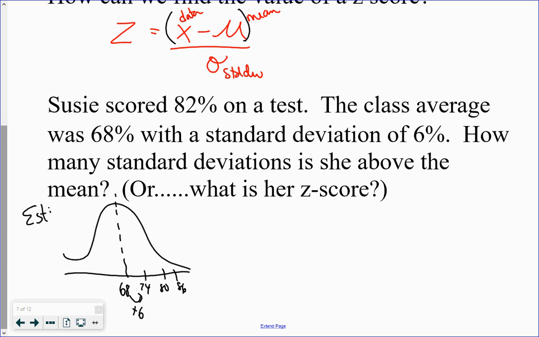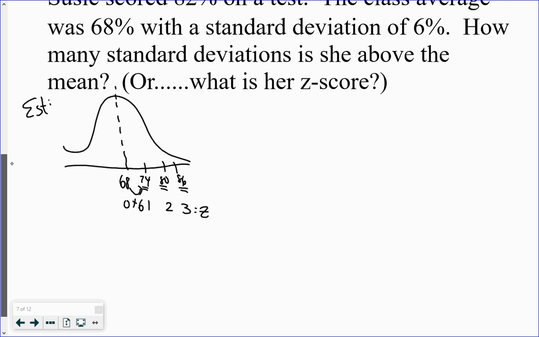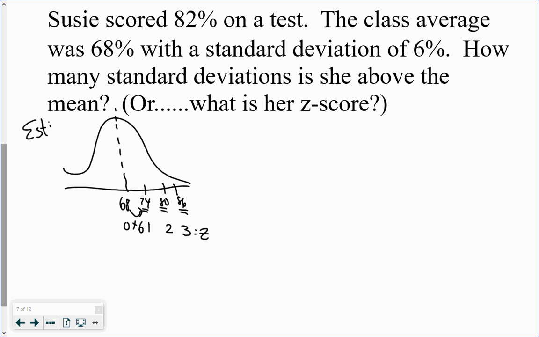So this is 1 standard deviation above the mean, 2 standard deviations above the mean, 3 standard deviations above the mean. Or in other words, this one has a Z-score of 3, a Z-score of 2, a Z-score of 1, and a Z-score of 0. Now she scored 82%. So she's right here. So we can estimate her Z-score to be about 2.2. So in other words, she's about 2.5 or just over 2 jumps above the mean.